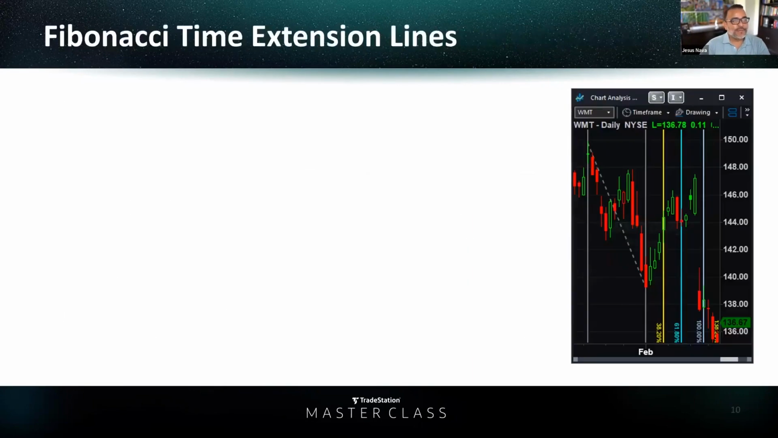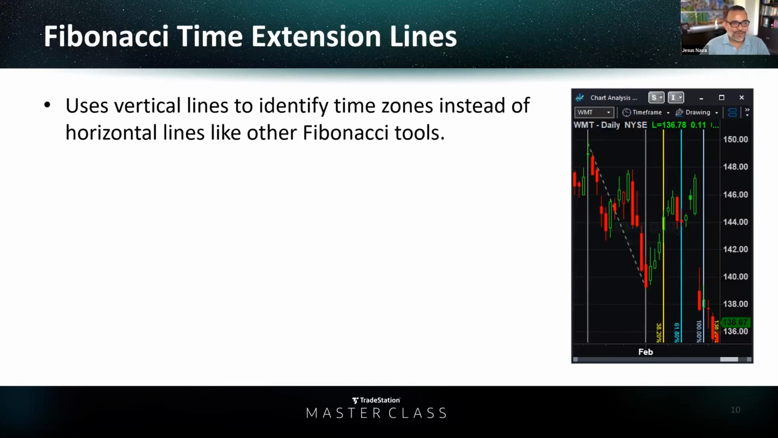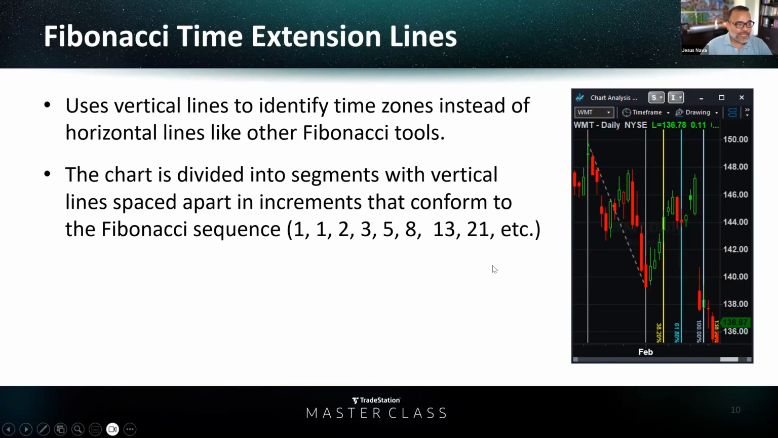So the next tool is the time extension lines. This is pretty cool because it uses vertical lines. A lot of times you're used to seeing Fibonacci just as horizontal levels, but this also shows you that it can be applied with vertical lines. And when you apply them as vertical lines, of course, they're going to be aligned with time and not necessarily with price.